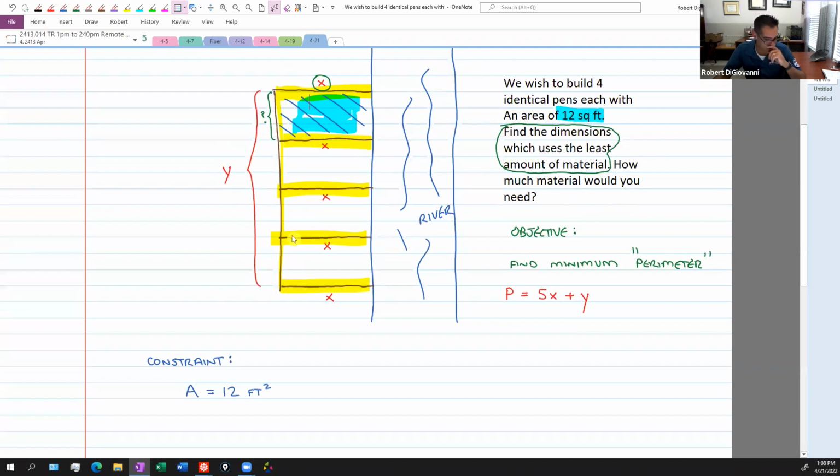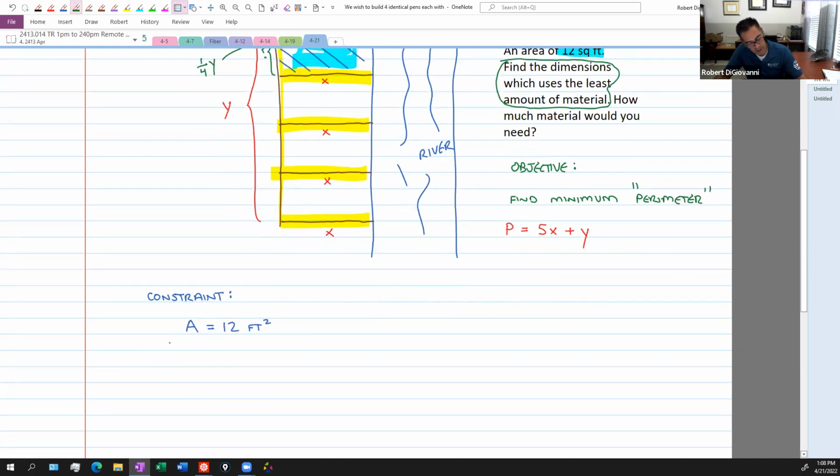All right. So this is 1/4 of Y, right? Because we're going to cut this Y into 4 equal pieces. So that means that X times 1/4 of Y must be 12. Another way I could write that is 1/4 XY equals 12.